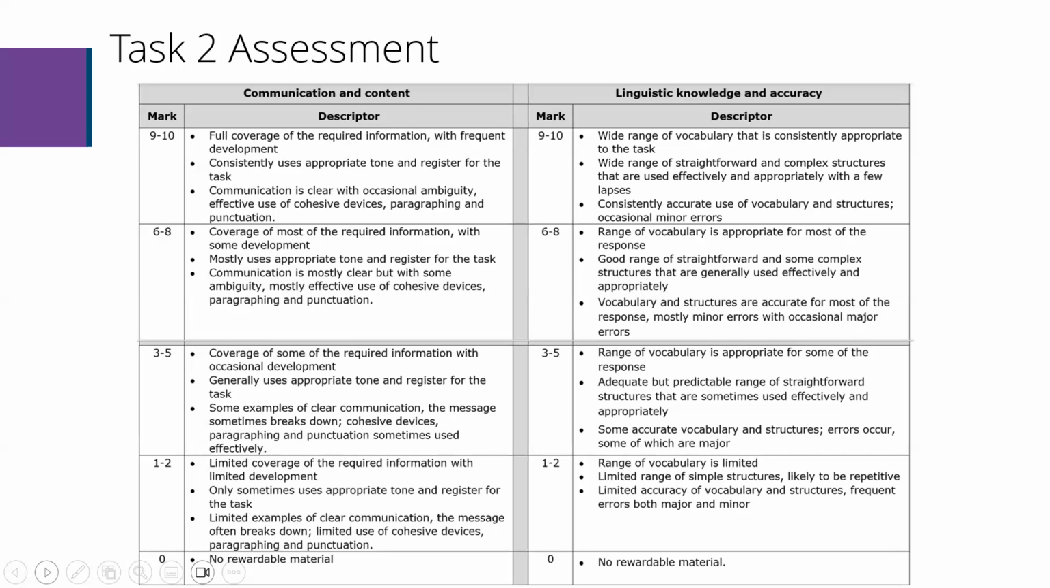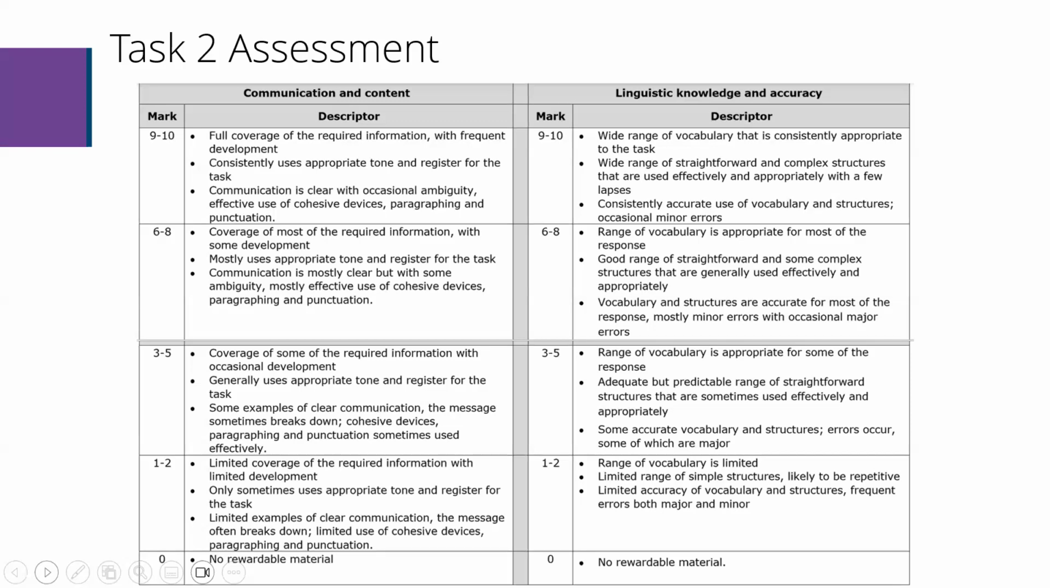Consistently uses appropriate tone and register for the task, and communication is clear with occasional ambiguity. So it doesn't need to be absolutely perfect. But again, looking back to the reading paper for that kind of task, text 5 is a guide to where we might expect the best students to be.